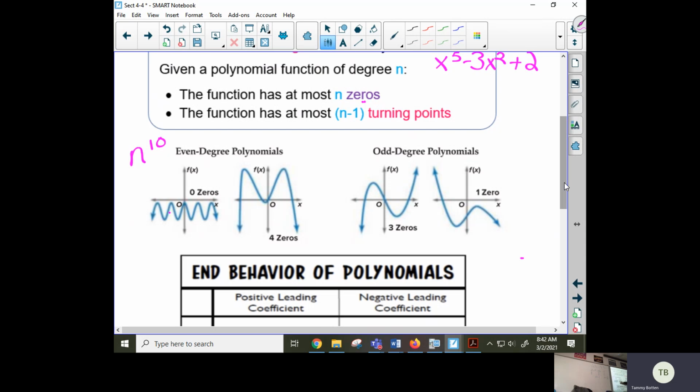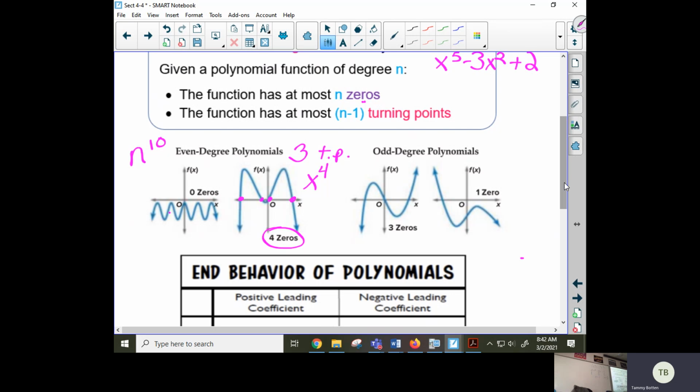Here, if you look, there's 1, 2, 3 turning points. And then if we look where it crosses the x-axis, it has 4 zeros. So it has 4 zeros, it has 3 turning points. So my guess is the highest power of x here is going to be to the 4th.